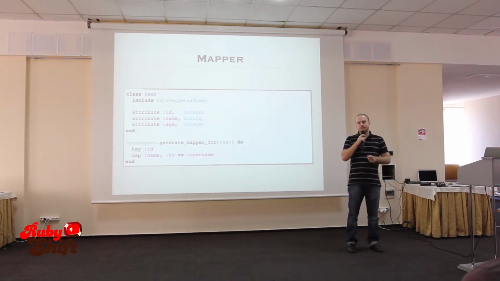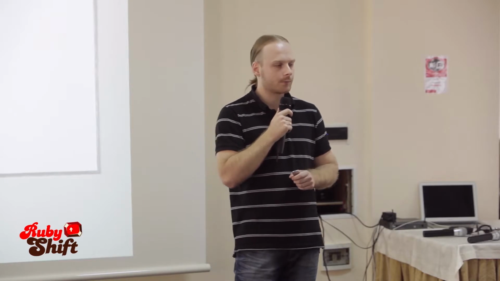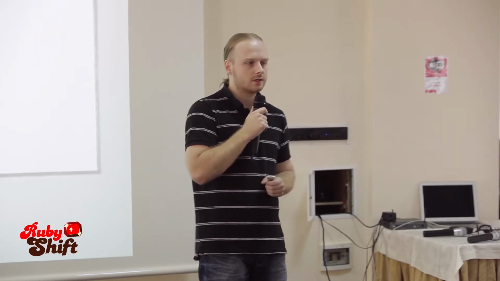So here's our user, and it actually does include some magic, but it's not as bad as an Active Record base. It's a very simple extension that basically allows you to define your model, define what attributes your model has. So we do the same as we did in the plain Ruby object. We define 3 attributes: ID, name, and age. ID is an integer, the name is a string, and age is an integer as well. And then we can use DataMapper to generate a mapper for us.